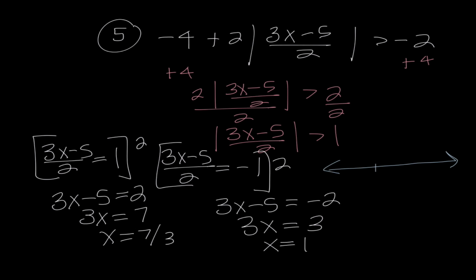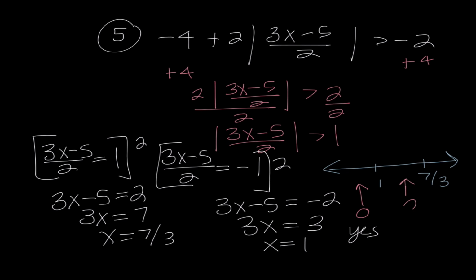So on my number line here, here's 1, here is 7/3. Let's see what works. Over here, I'm going to pick my favorite number, 0. I'm not even going to write out all my work here, I'm just going to talk us through it. We can definitely use this long, complicated inequality, but life would be much easier if we substitute into here. If I put 0 in for x, I would get the absolute value of negative 5 halves, which is 5 halves. 5 halves is greater than 1, so it does work over here.